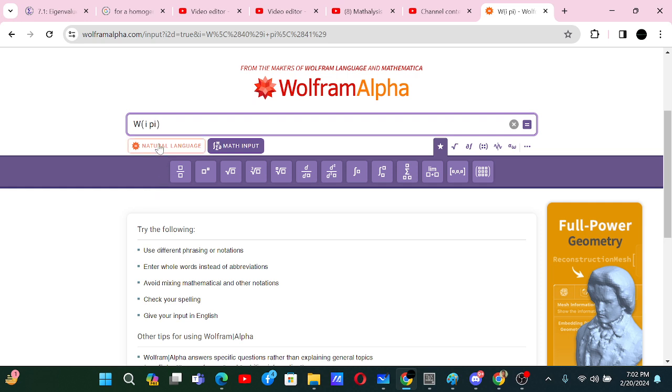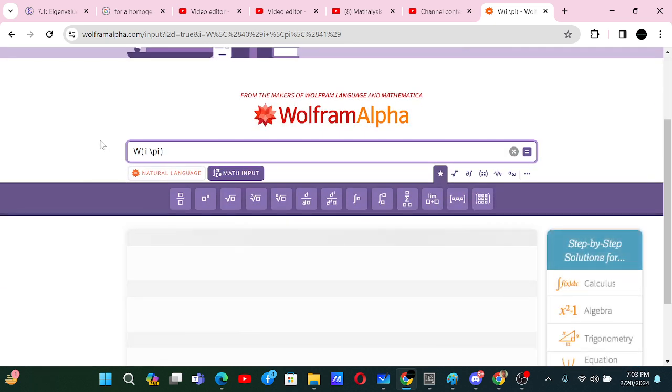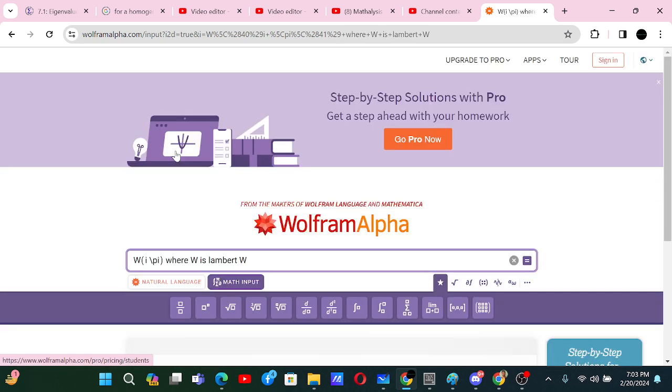Okay, let me write here notation, and let's just see if this works or not. Okay, let me also write that where W is Lambert W. I think now this should work.